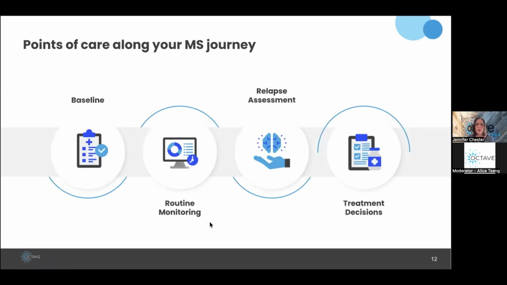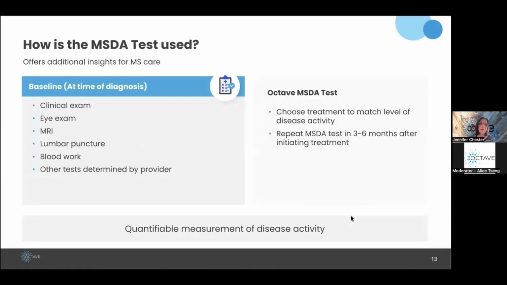Then there's going to be routine monitoring. That's being done just like you get your annual MRIs or regular blood work, you're doing your routine assessment. If you have a relapse, you're calling your clinician because you're like, I'm having new symptoms. I think that something's happening. That would be another time to consider it. And then when making treatment decisions. And we're going to get into a little more details about each of these.